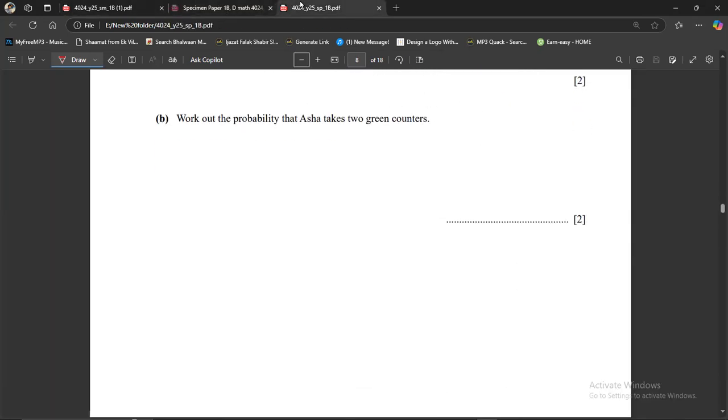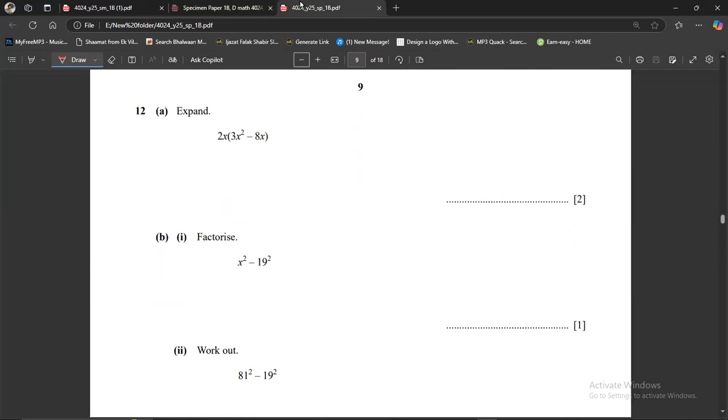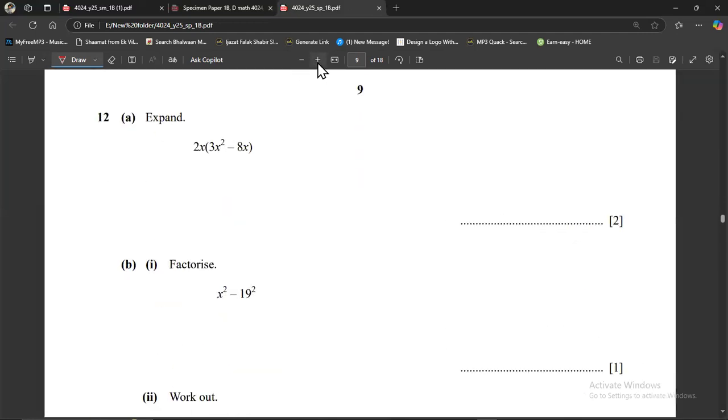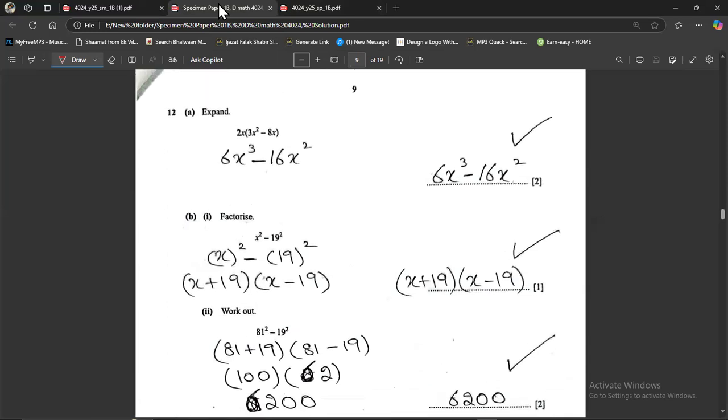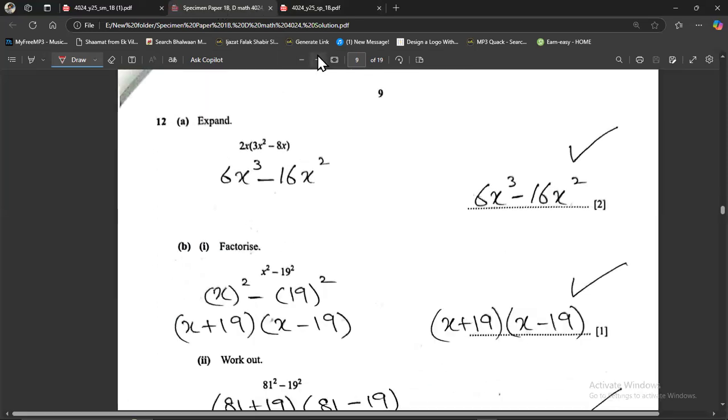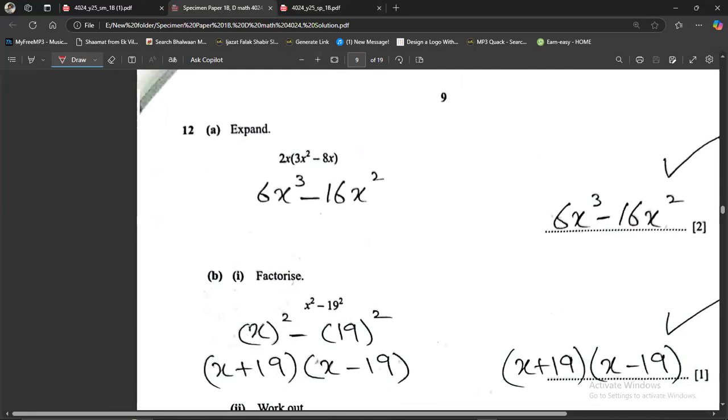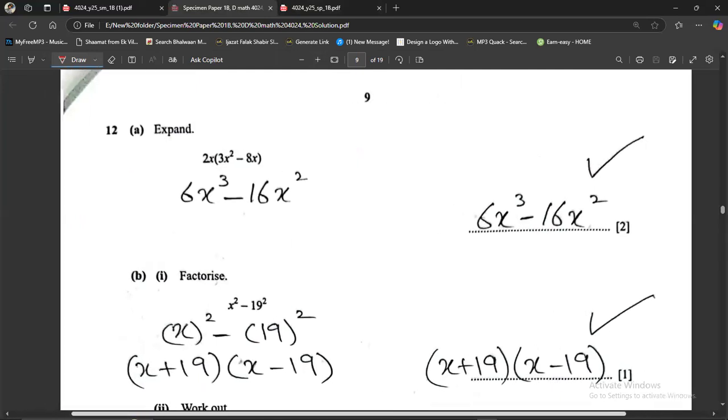Okay, so we are going to the next question, and that is question number 12 on your screen. Expand, A part. We have 2x, bracket start, and then we have 3x square minus 8x. So we will open that bracket. We have to expand it. It's very simple: 2x is going to be multiplied with all the members in that bracket.